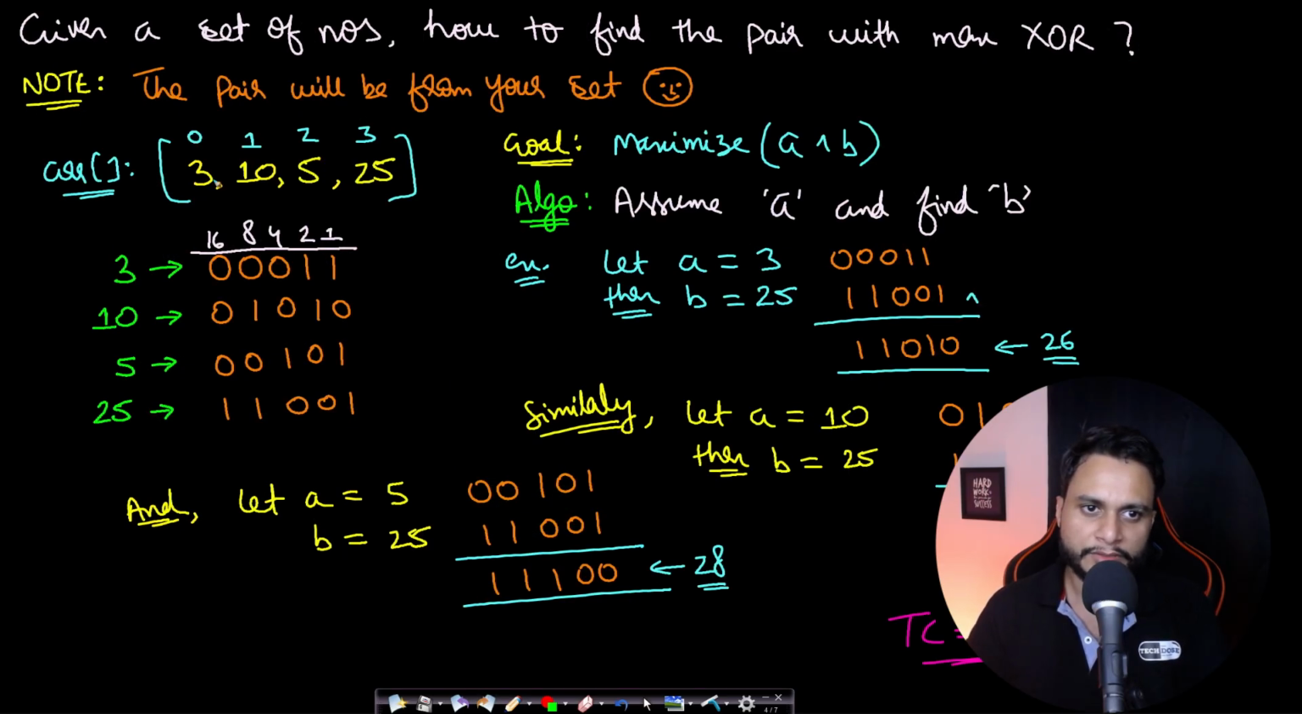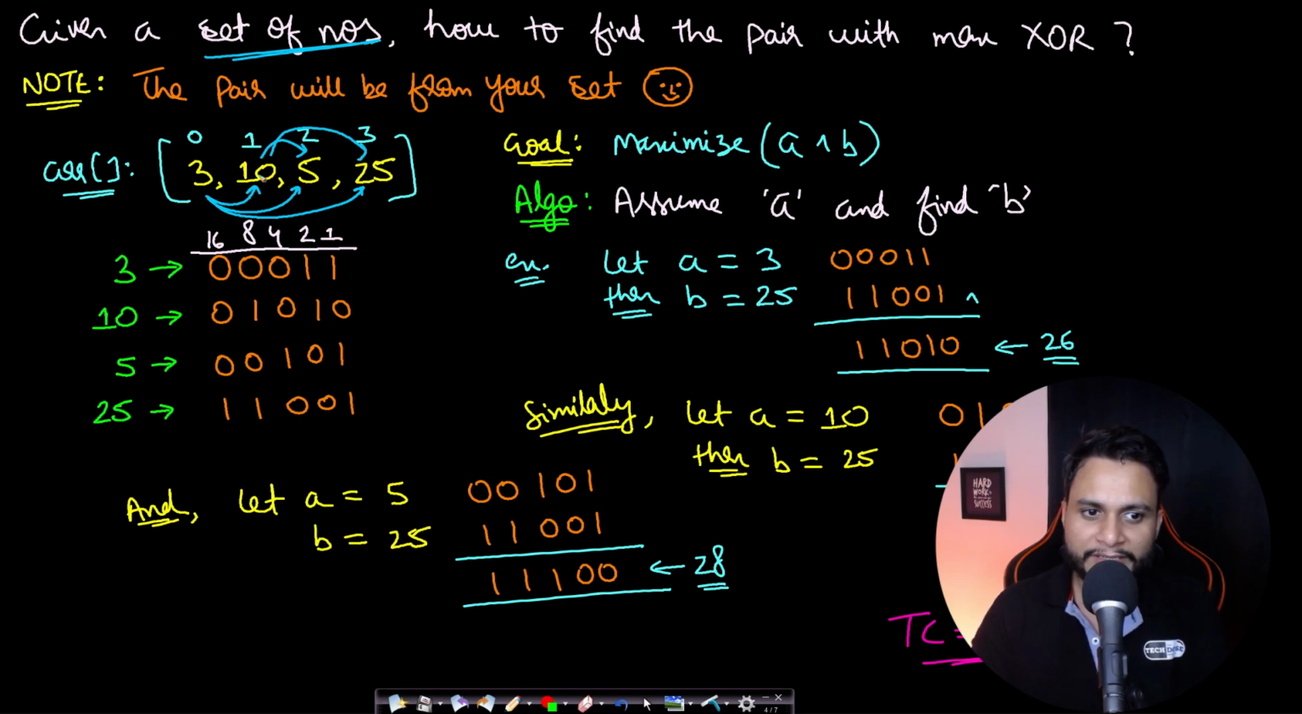Now on similar terms, if we need to do this for a set of numbers, in this case an array of numbers, how to find the pair with the maximum XOR? Now if you think about the naive approach, how we would do this? In the naive approach, we will generate all possible pairs. So for 3, we can pair it up with these 3 items. For 10, we will pair up with 5 and 25.